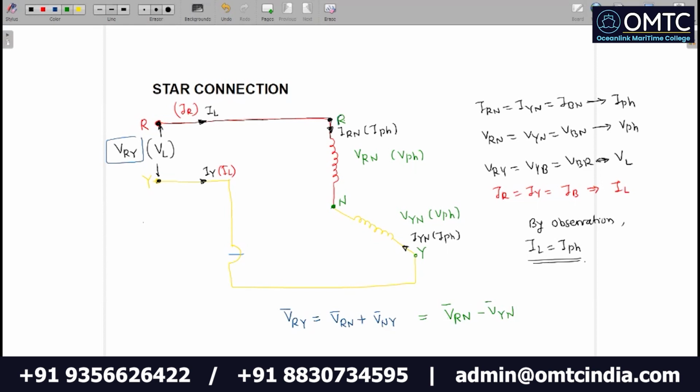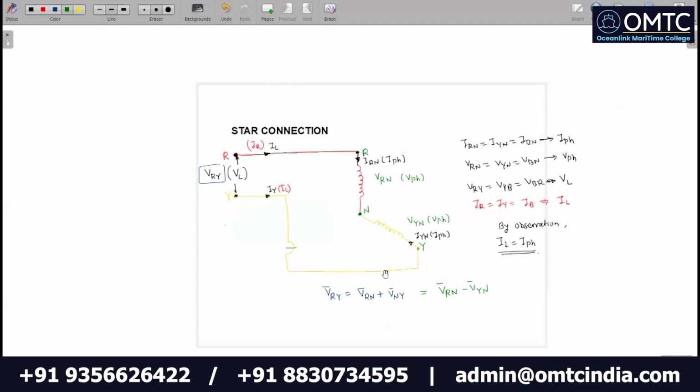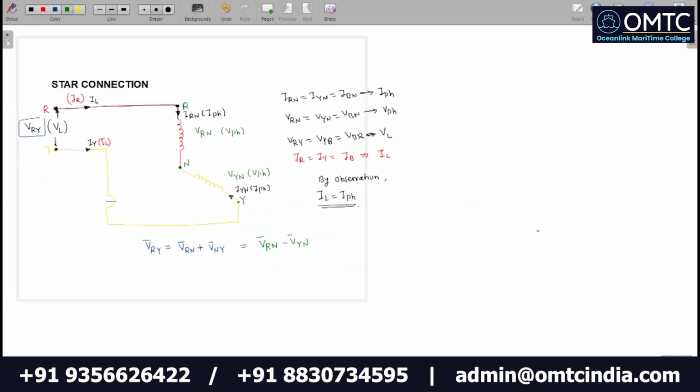Okay, and if I draw the phasor diagram of this concept, let us say this is red phase voltage, this is yellow phase voltage, this is blue phase voltage. These three voltages are 120 degrees apart: red phase, yellow phase, blue phase. They are having a 120 degree angle. Okay, so let us draw this.